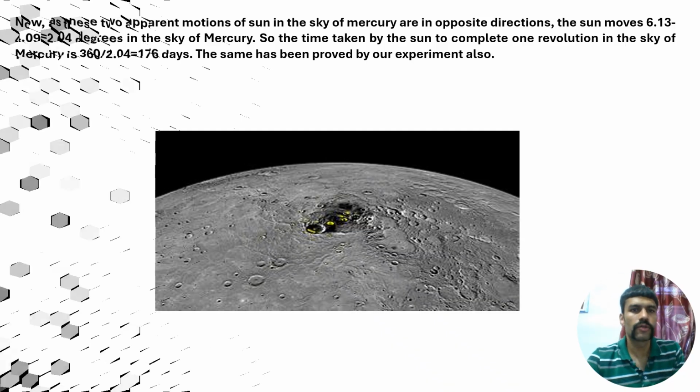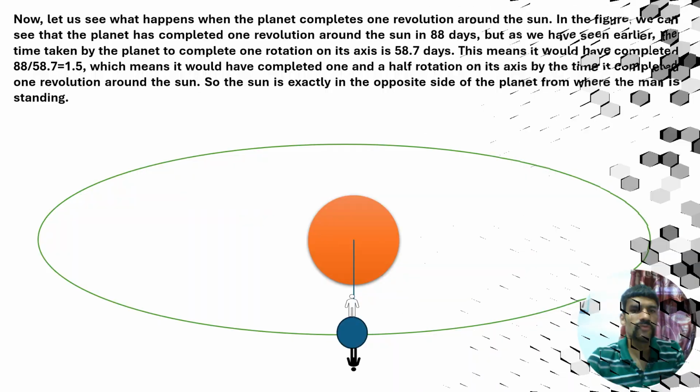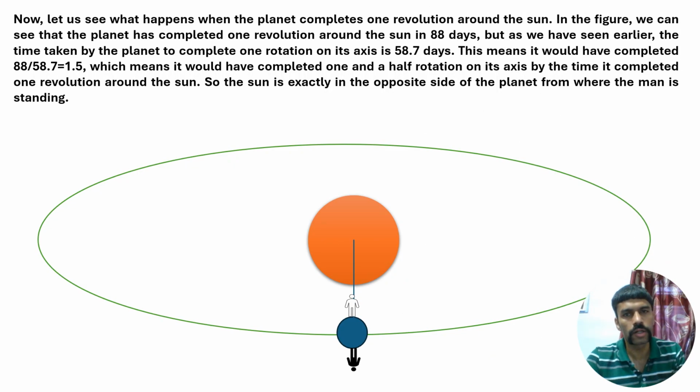Now, let us see what happens when the planet completes one revolution around the sun. In this figure, we can see that the planet has completed one revolution around the sun in 88 days, but as we have seen earlier, the time taken by the planet to complete one rotation on its axis is 58.7 days. This means it would have completed 88 divided by 58.7, which is approximately equal to 1.5. This means it would have completed one and a half rotations on its axis by the time it has completed one revolution around the sun.